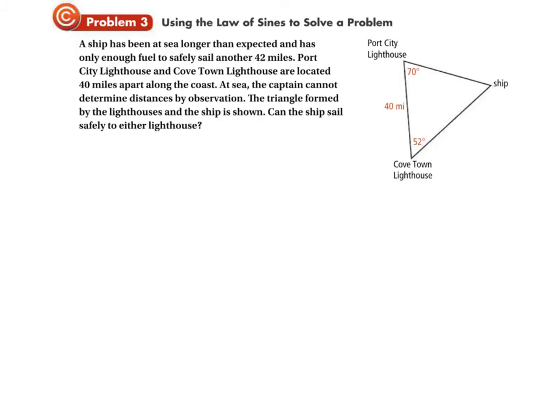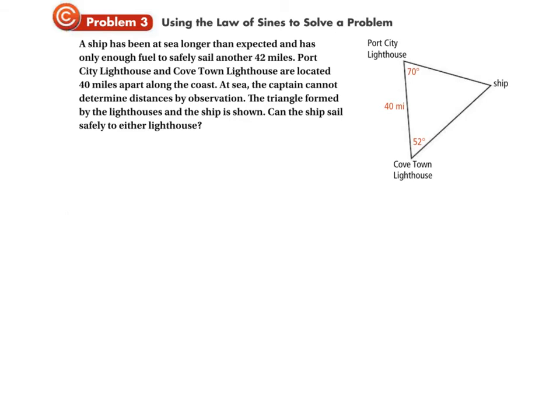Okay, so this one is just a real world problem. This is the last one we're going to do here just to apply this. So a ship has been at sea longer than expected. There's only enough fuel to safely sail another 42 miles. And so you can see the ship over here in the diagram. Okay, Port City Lighthouse, we don't know the distance. And Cove Town Lighthouse, we don't know the distance to there, but we do know that they are 40 miles apart from each other. Like that's an established distance. They're lighthouses, they're not moving. We already know how far apart they are. Okay. At sea, the captain can't determine the distances by observation, but can measure the angles.